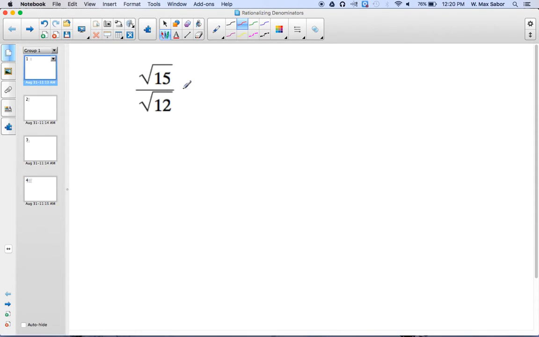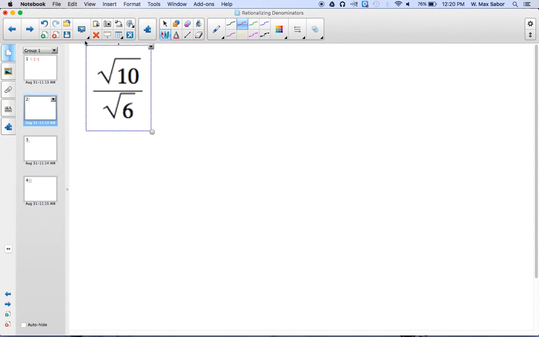I'm going to simplify, because 15 divided by 12 can be simplified. I'm going to turn that into square root of 5 over square root of 4. You can always divide radicands and then say that this is square root of 5 divided by, well, we know square root of 4 is 2. So this one you don't need to actually do the weird step because the denominator can be simplified.